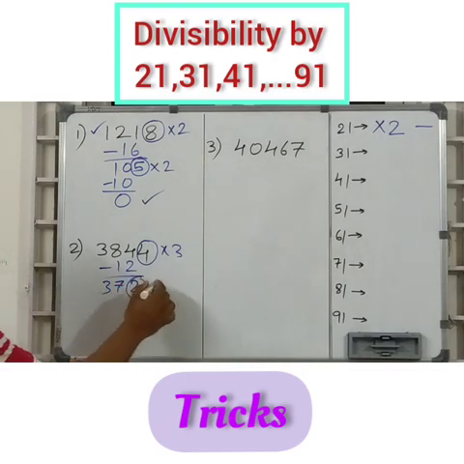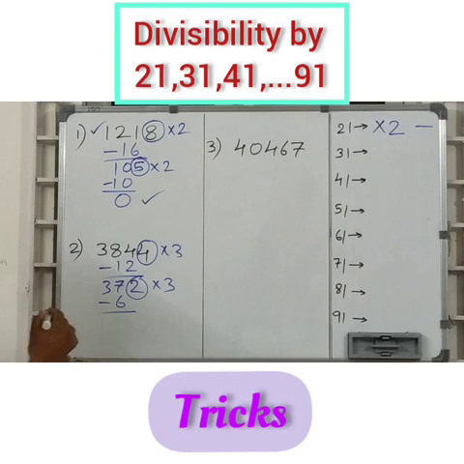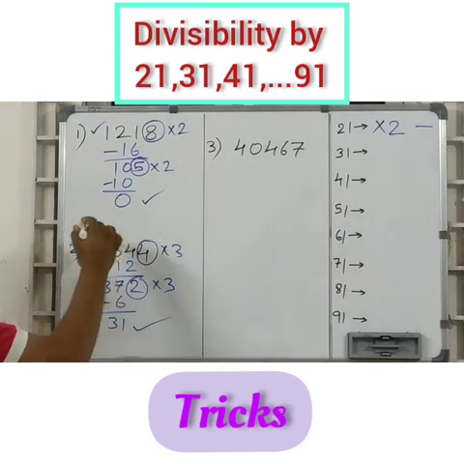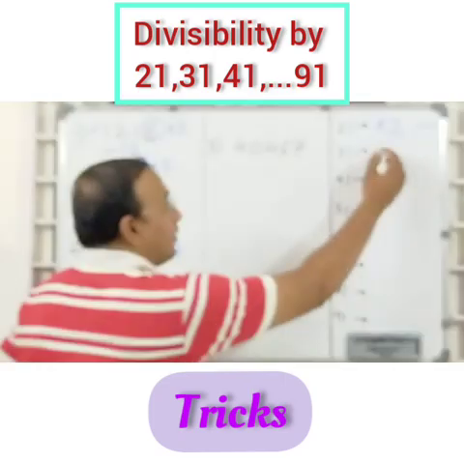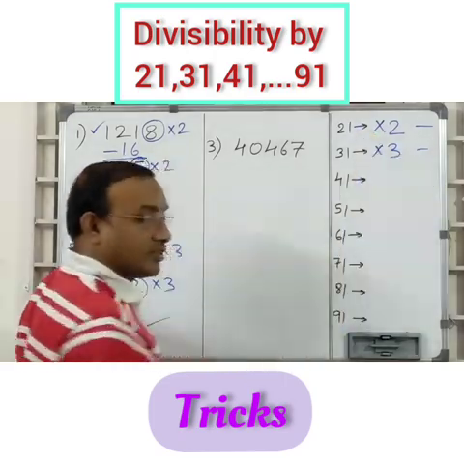So take the last digit, multiply with 3. What do you get? 6. Subtract from the remaining digits. Then what do you get? 31. Is 31 divisible by 31? Yes. Therefore, the given number is divisible by 31. In this way, just in 5 seconds, we can decide whether the given number is divisible by 31 or not without wasting our time in division. So what is the rule for 31? Multiply with 3 and subtract from the remaining digits.